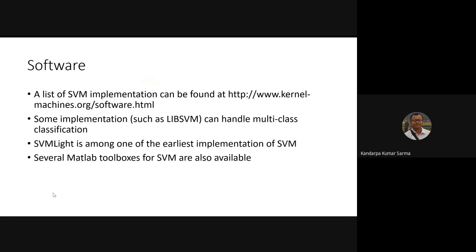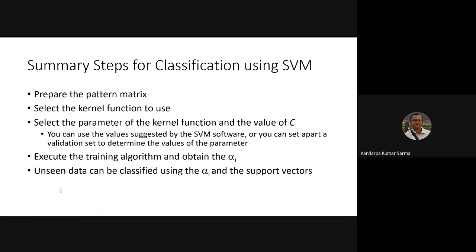So we can summarize support vector classification. The steps are: prepare a pattern matrix, select the kernel function, select the parameters for the kernel function and the value of C. You can use the values suggested by the support vector machine software, or you can set a separate validation set to determine the values of the parameters. Then you run the training, and then you can use unseen data for classification and generation of the support vectors.